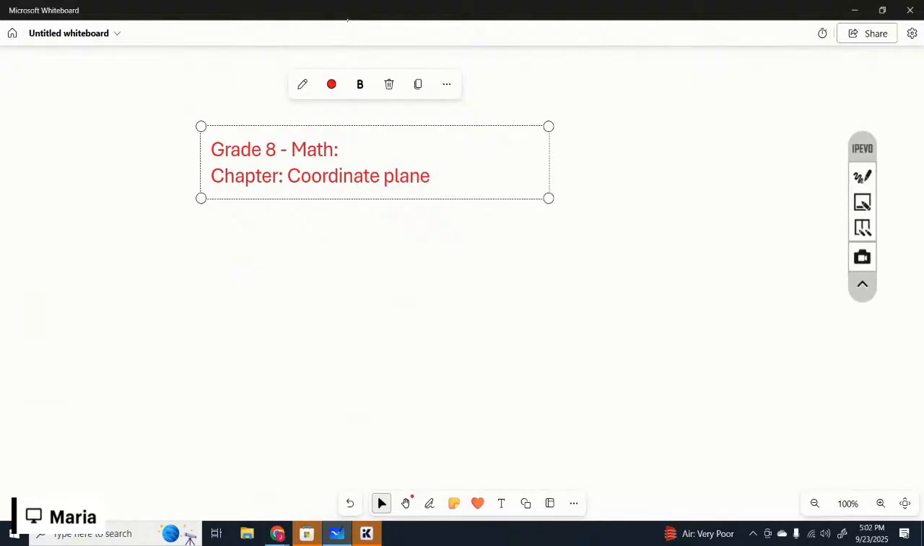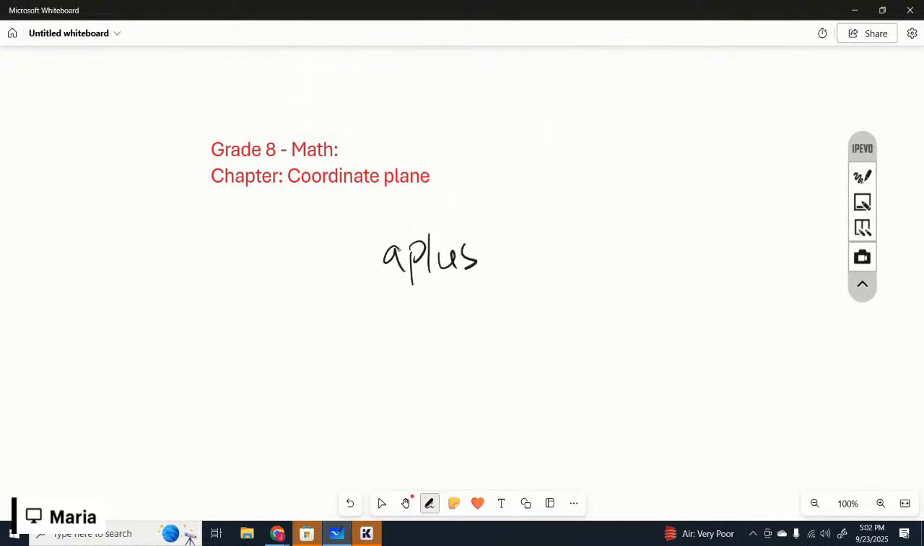We are here for grade 8 math. You can find all the lessons on A Plus Form. You have to log in there using your email address and password as provided by the administrator.